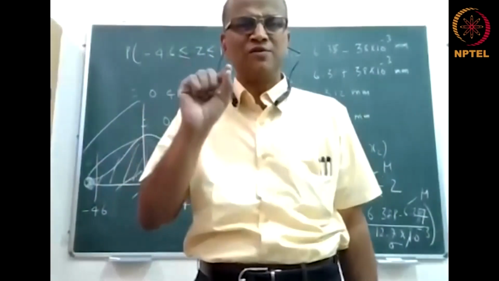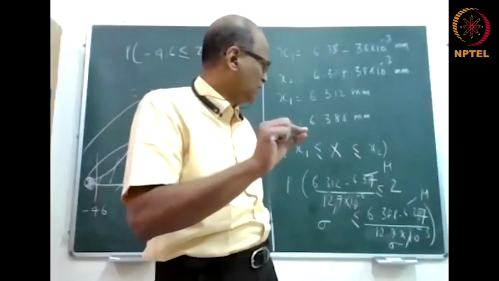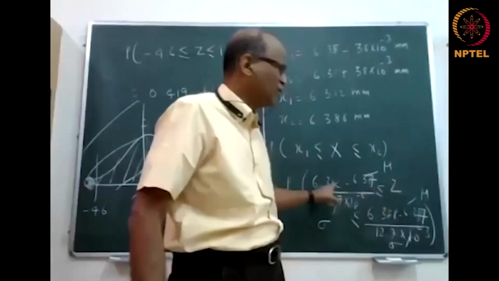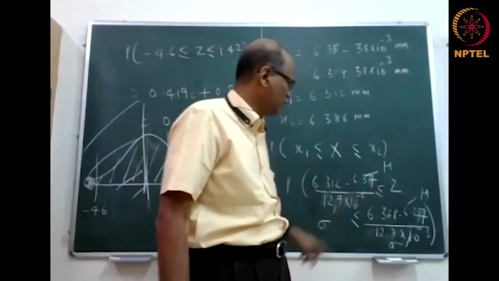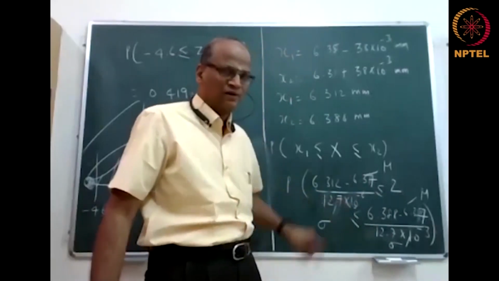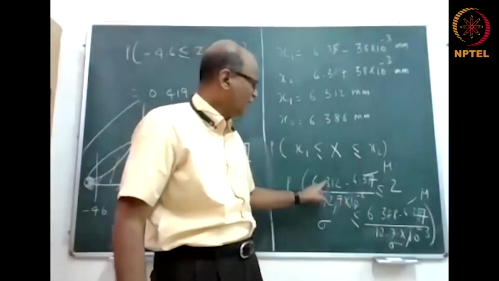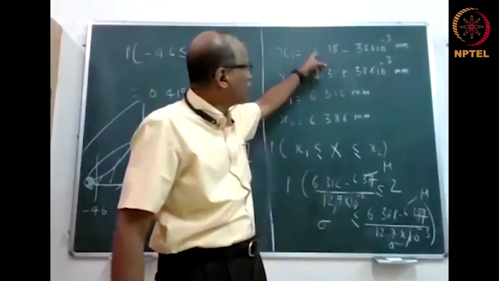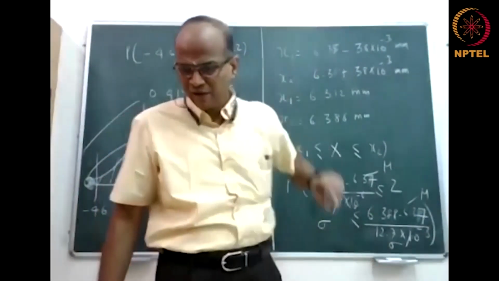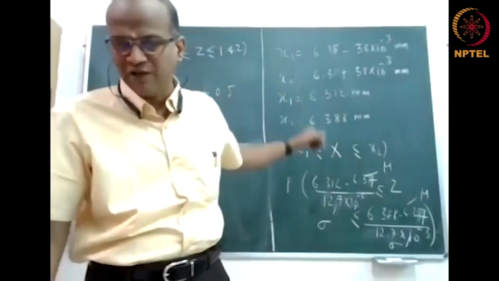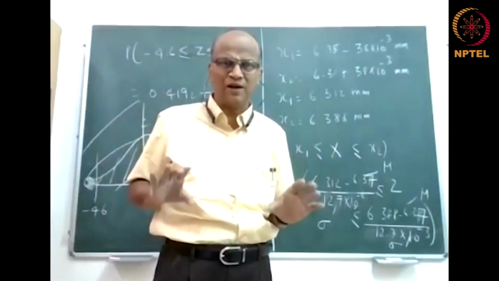Whenever you are calculating small z1 and small z2, you have to use only the mu and sigma. But to get the limits of x1 and x2, I have to work out from this, because I have given it as 6.35. There are two sets of values. Are you getting the point?